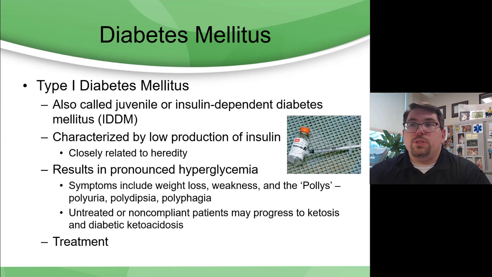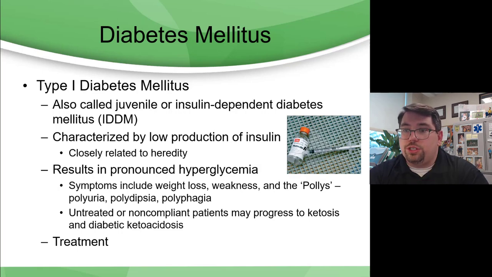With type 1 diabetes mellitus, you often refer to it as insulin-dependent diabetes mellitus. It's an older term now, but it's still utilized. It's characterized by the low production of insulin, and it is hereditary. It results in pronounced hyperglycemia. These folks' sugars are going to rise. You're going to see things like weight loss, weakness, and the polyuria, polydipsia, polyphagia: increased production of urine, thirst, and hunger. If it's left untreated, it really can lead to ketosis and diabetic ketoacidosis, right?